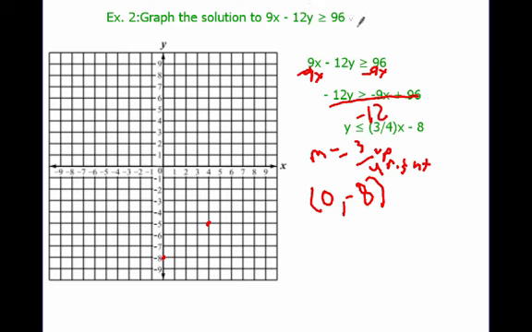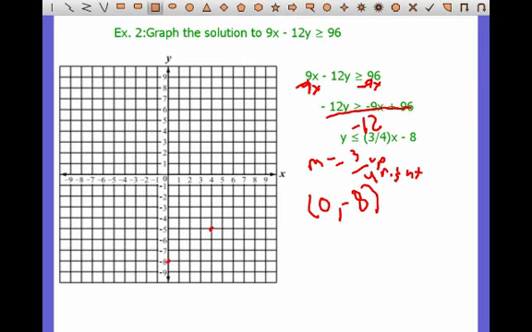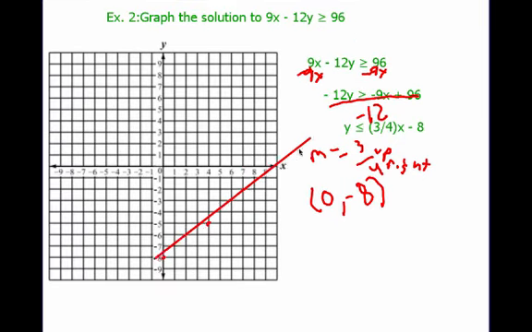Because this is a less than or equal to symbol, I know that I'm going to have a solid line. So I'm just going to draw a solid line that goes between these 2 points, just like this. Make it a little extra long so that I can come back and put it in like this. And now I need to determine which way I'm going to shade. And to do that, I'm going to pick a test point. 0, 0 isn't on the line, so I'm going to use that one.